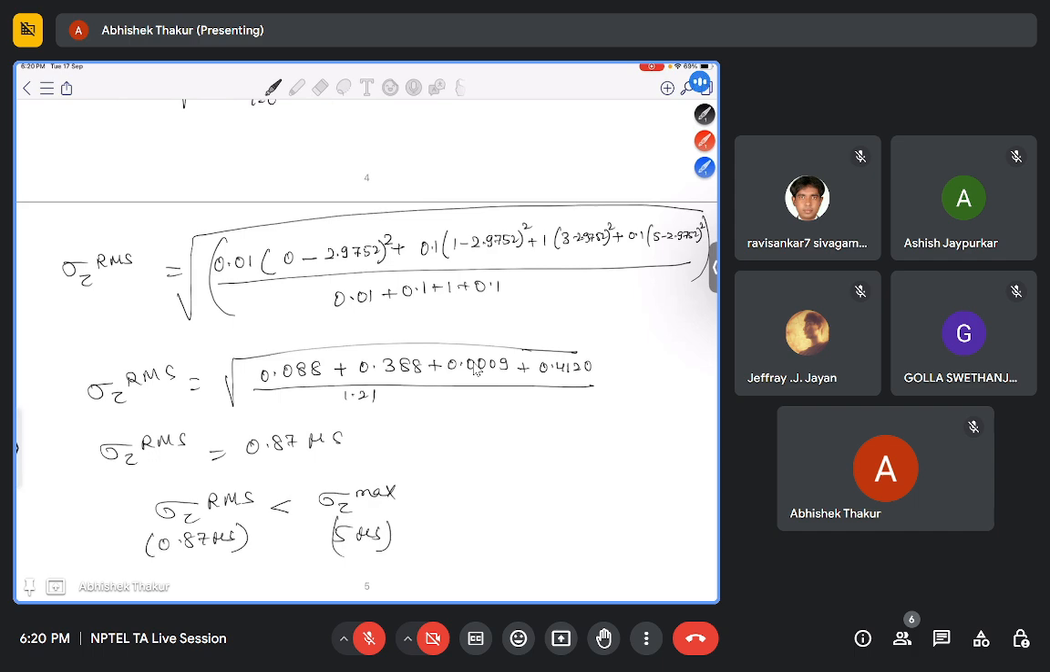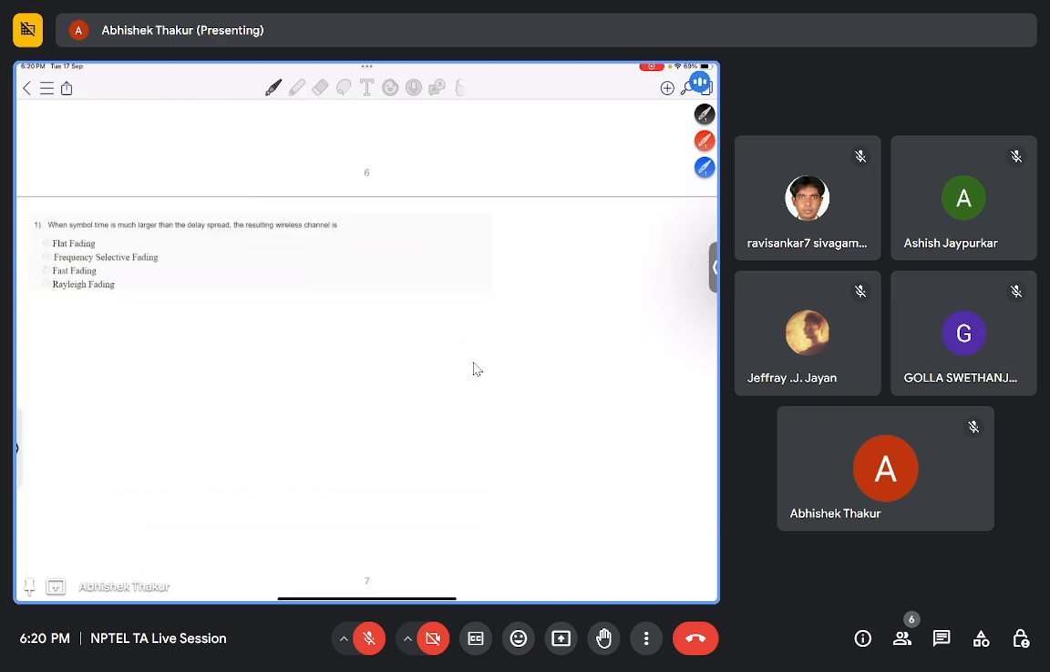And also the delay spread has a very important impact on the signal, like it also determines the inter symbol interference that we will see. But before that, let's start our first question of today's lecture. So when symbol time is much larger than the delay spread, the resulting wireless channel does not have inter symbol interference. Hence, the resulting wireless channel is flat fading in nature.